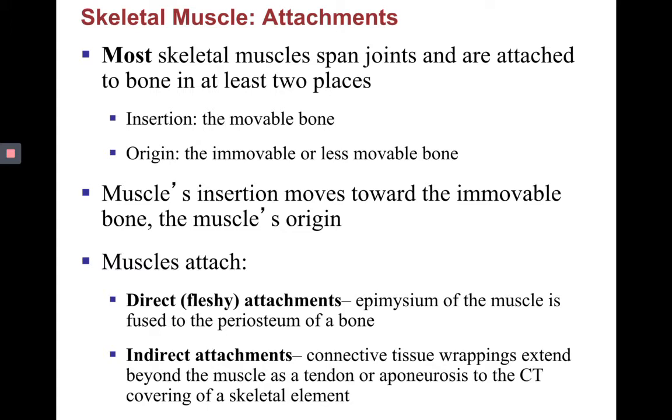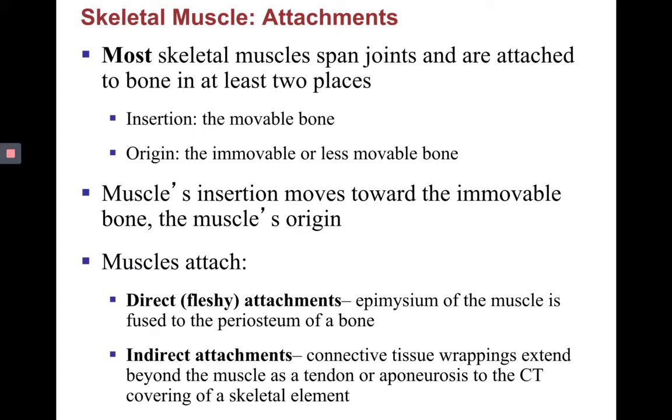Then the indirect attachments are when we have the connective tissue wrappings. The overcoats extend a little bit further past the muscle itself and become a tendon or an aponeurosis, and then attach to the periosteum of the skeletal element or bone. So these connective tissue wrappings, again, could be a tendon or an aponeurosis.